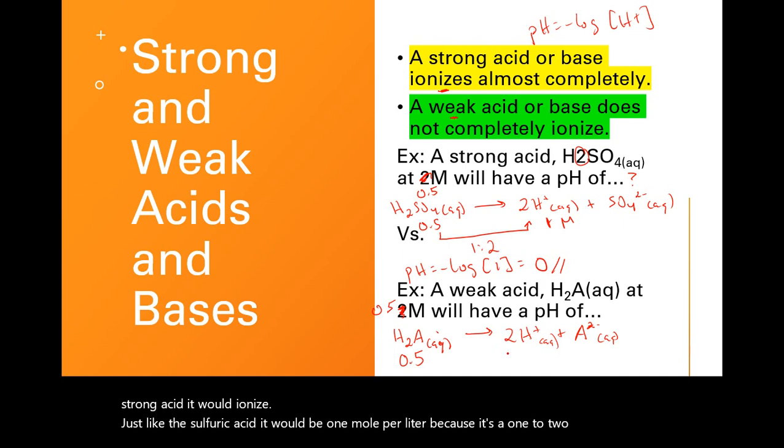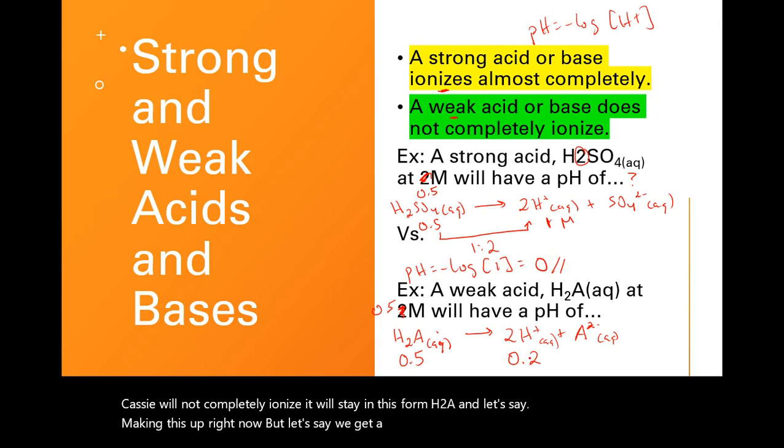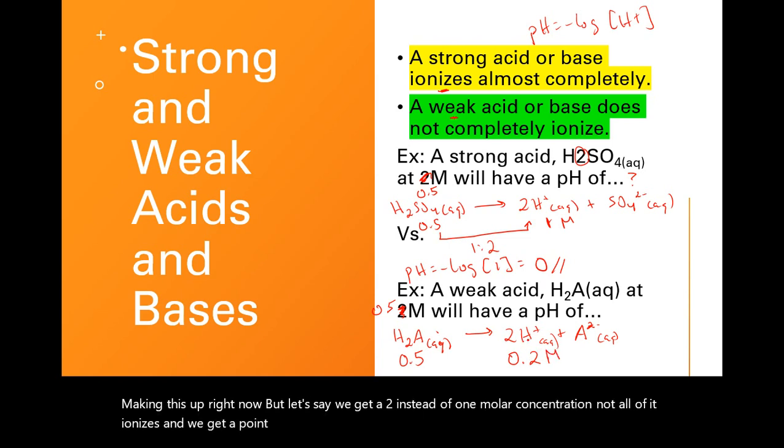Now, a weak acid will not completely ionize. It will stay in this form, H2A. And let's say, I'm making this up right now, but let's say we get a 0.2 instead of a 1 molar concentration, not all of it ionizes, and we get a 0.2 molar concentration of hydrogen ions.